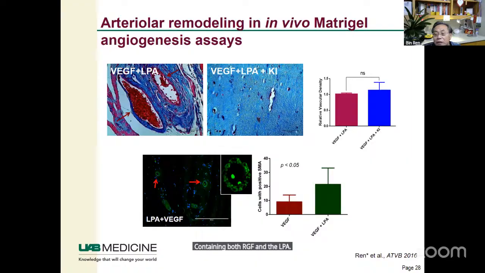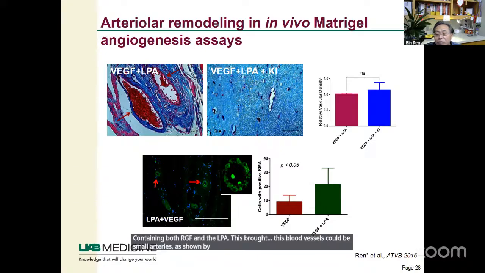These blood vessels could be small arteries, as shown by alpha smooth muscle actin antibody staining.